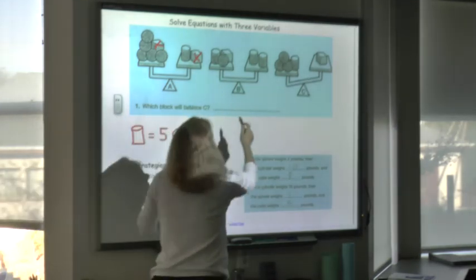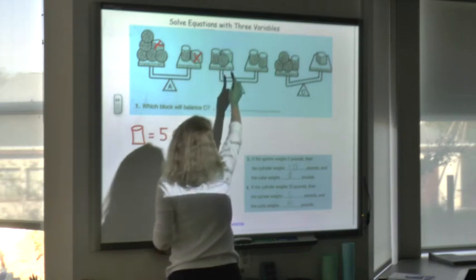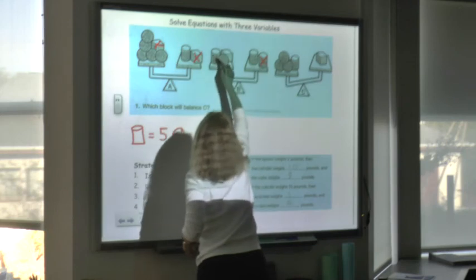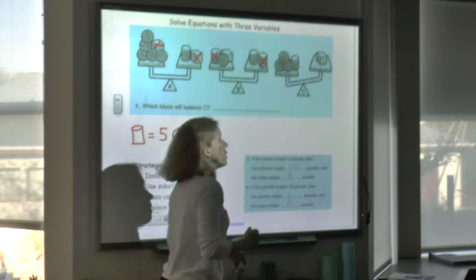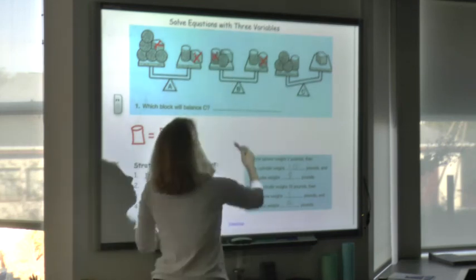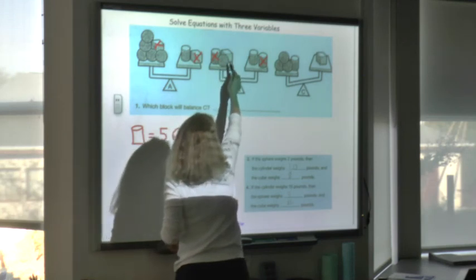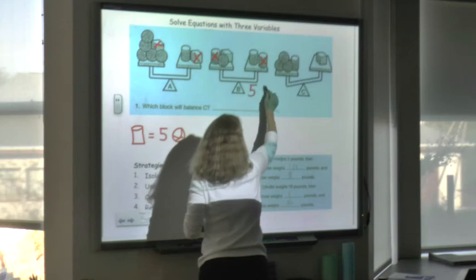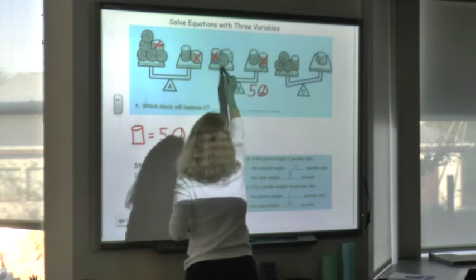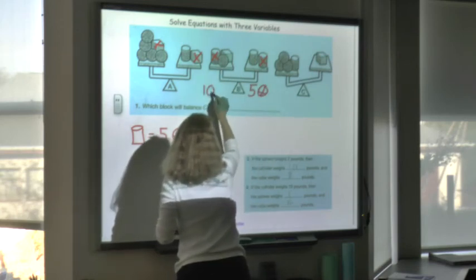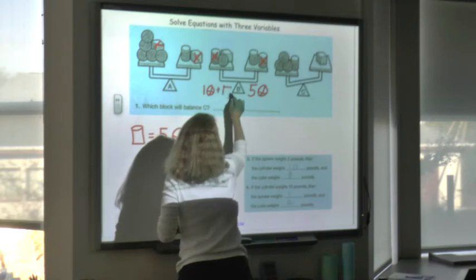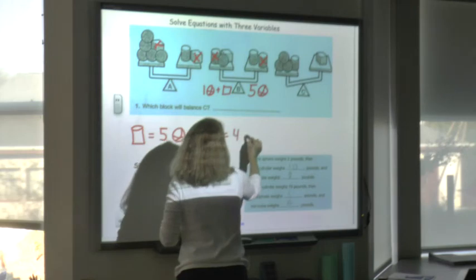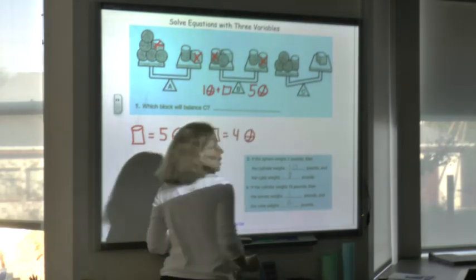We go over here. Cylinder, sphere, cube. Cylinder, cylinder. Well, let's take a cylinder off of each side. That's going to simplify it, won't it? Okay, so now I've got a sphere and a cube and a cylinder. Wait a minute. I know that cylinder is worth 5 spheres. And over here, I've got 1 sphere plus a cube. So now I know that cube must equal 4 spheres. Agree?